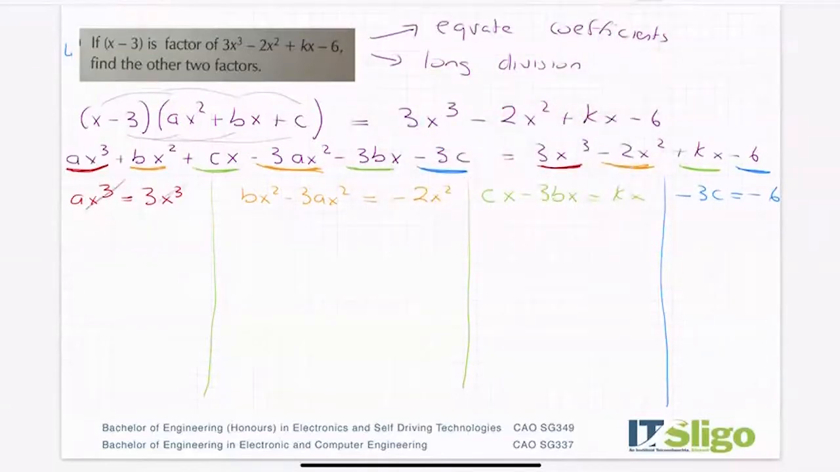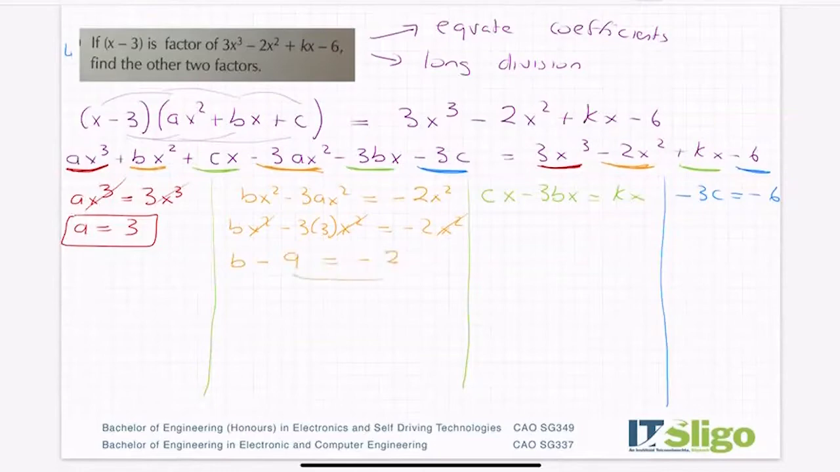I cancel the x cubed, so that's a straightforward a is equal to 3. Okay, so super. For bx squared then, I still don't know b, but I do know my a. I should have just cancelled all the x squareds off that, so that I get b minus 9 being equal to minus 2. Bring over the minus 9, I have minus 2 plus 9, b is equal to 7.